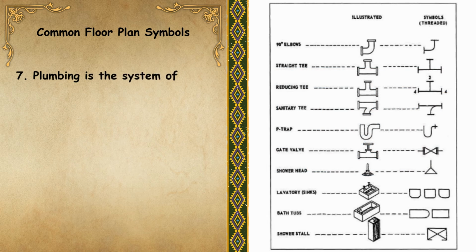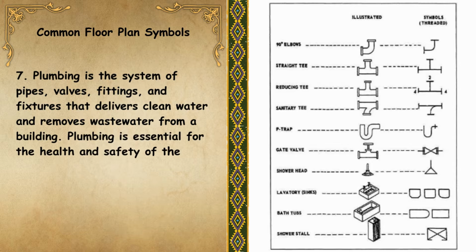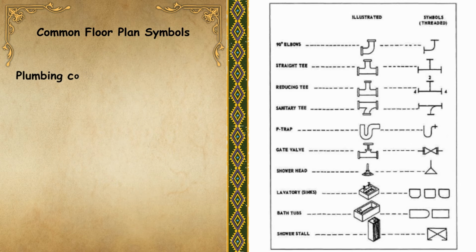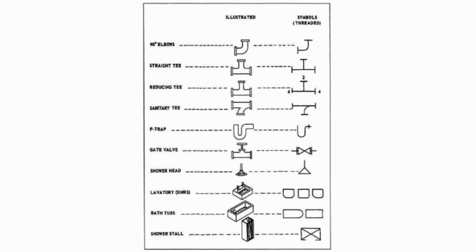7. Plumbing is the system of pipes, valves, fittings, and fixtures that delivers clean water and removes wastewater from a building. Plumbing is essential for the health and safety of the occupants of the building, as well as for the protection of the environment. Plumbing codes and standards regulate plumbing systems design, installation, and operation to ensure their quality and performance. Here are some of the plumbing symbols used in planning.